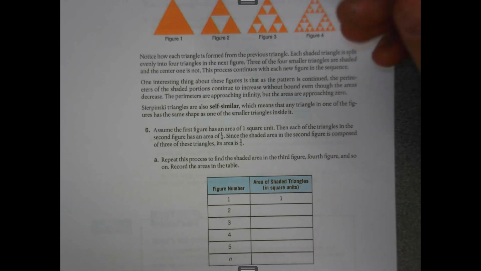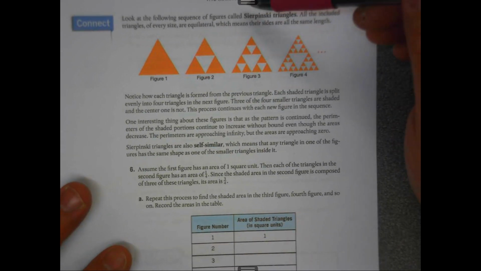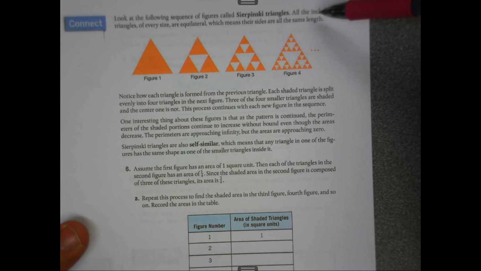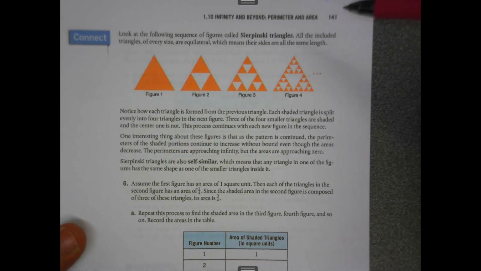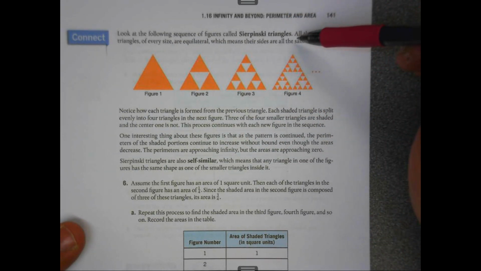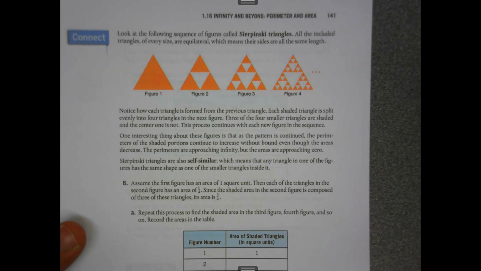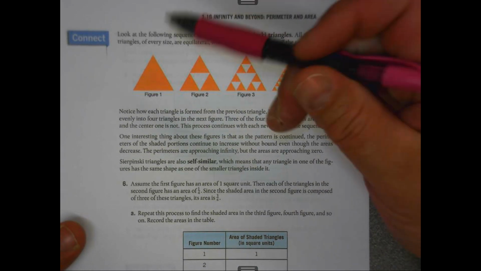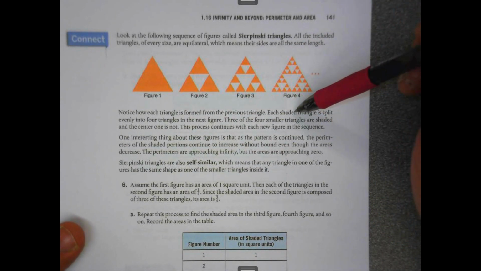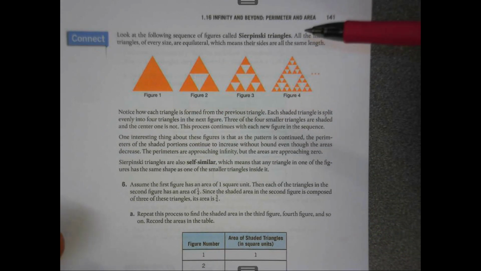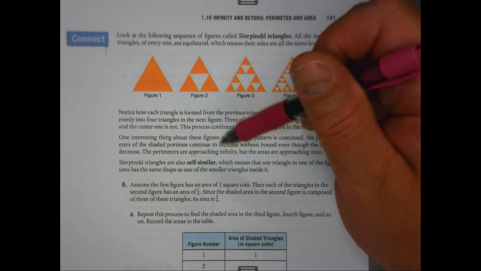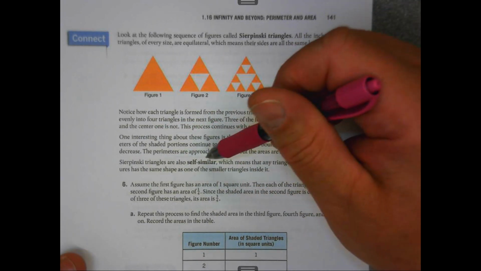Okay, look at the following sequence of figures called Sierpinski triangles. All the included triangles of every size are equilateral, which means all the sides are the same length and all of the angles are the same. Notice how each triangle is formed from the previous triangle. Each shaded triangle is split evenly into 4 triangles. The process continues. One interesting thing about the shaded area.